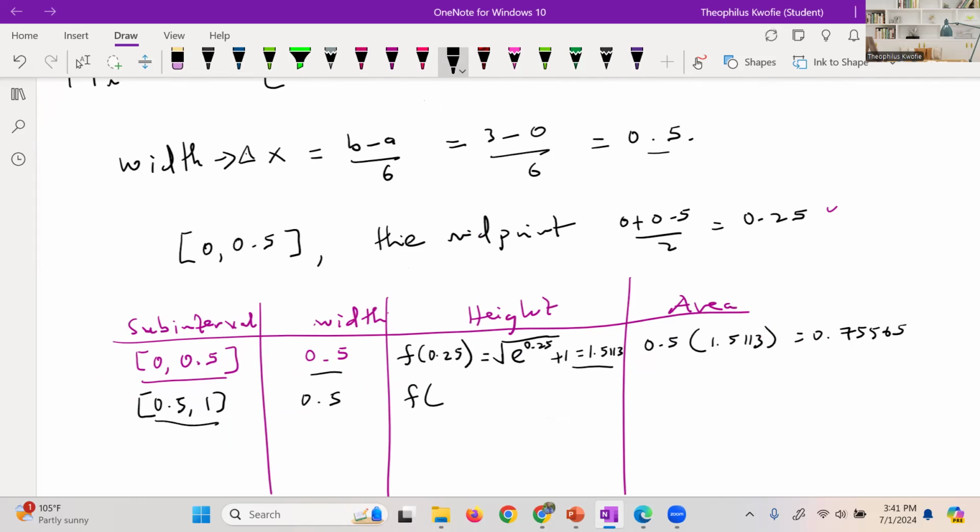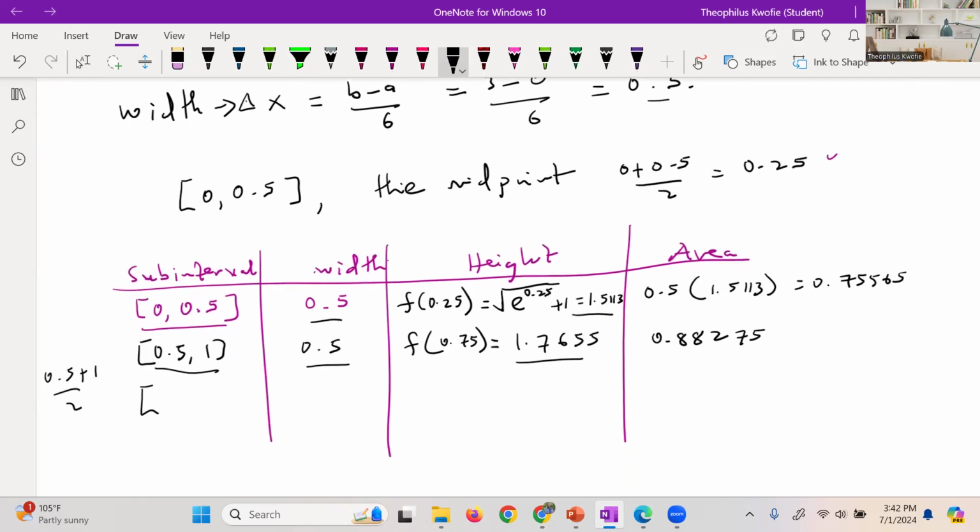Since we are looking at the midpoint within this interval, we add them together and divide by 2, okay? So we add the 0.5 to 1, then we divide it by 2, and that will give us the midpoint. And that should give us what? 0.75. Then we plug it into the integrand, and that should give us 1.7655. Then we multiply the width and the height, and that should give us 0.88275.